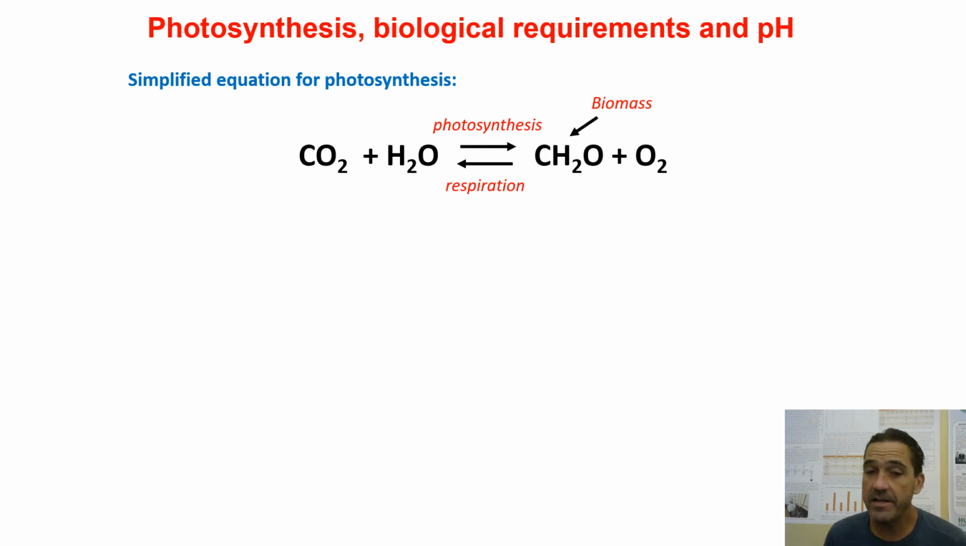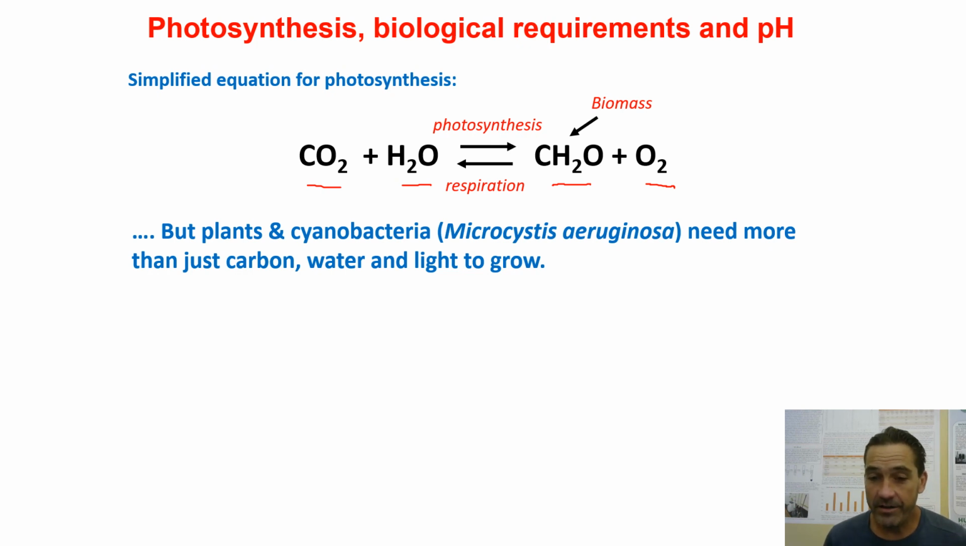So let's just take a step back and think about photosynthesis and the biological requirements and pH. A simplified equation for photosynthesis is shown on the slide, and you all know this equation well. We have CO2 with water creating carbohydrates or sugars. I call it biomass, the bulk of the cell, and we release oxygen. The opposite direction for this reaction is respiration.